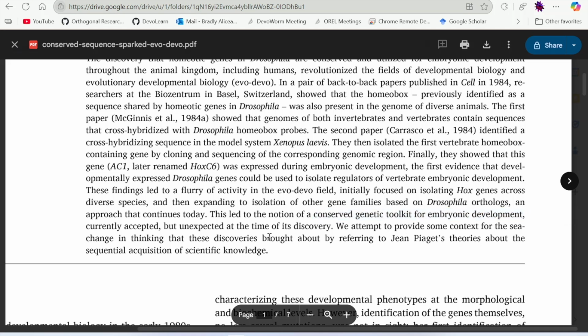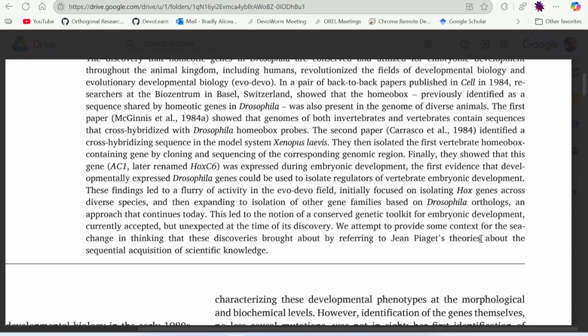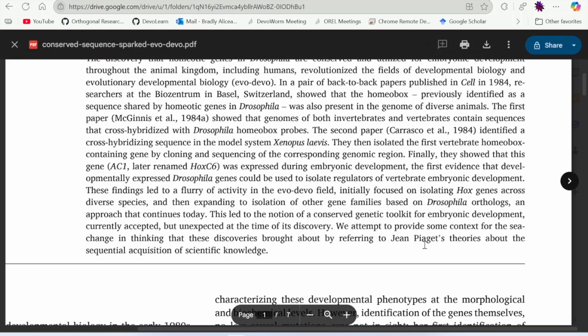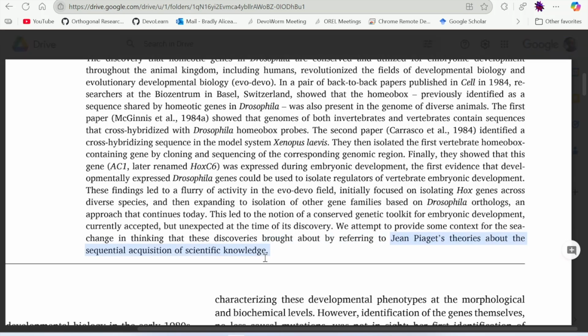We attempt to provide some context for the sea change in thinking that these discoveries brought about by referring to Jean Piaget's theories about the sequential acquisition of scientific knowledge. This idea of sequential acquisition in Piagetian theories of development is an interesting parallel, because Piagetian theories are largely psychological, but you can see that pattern of development or acquisition in sequence. You need to acquire things in a sequence in order to have them work properly.